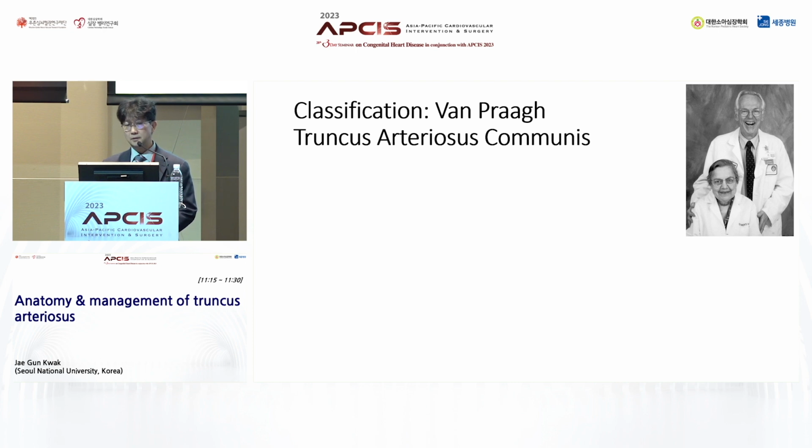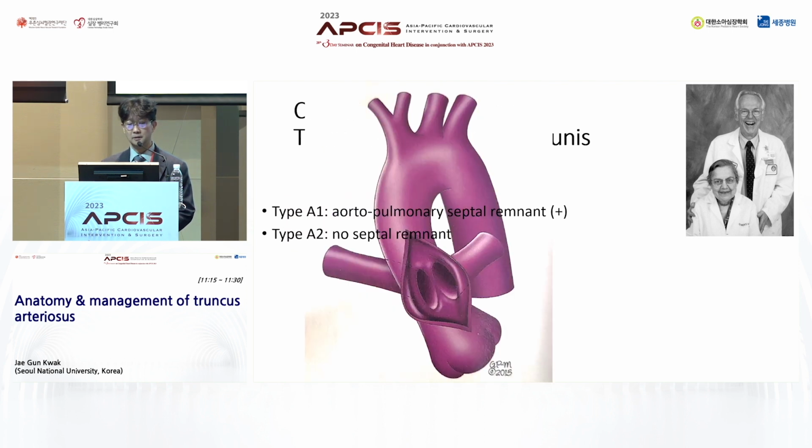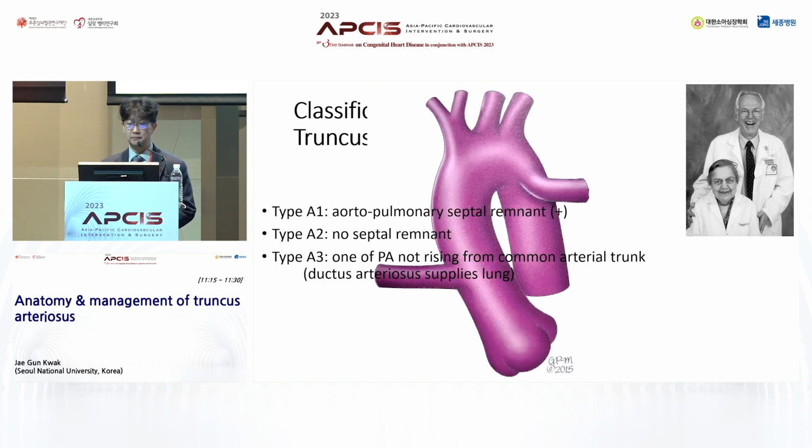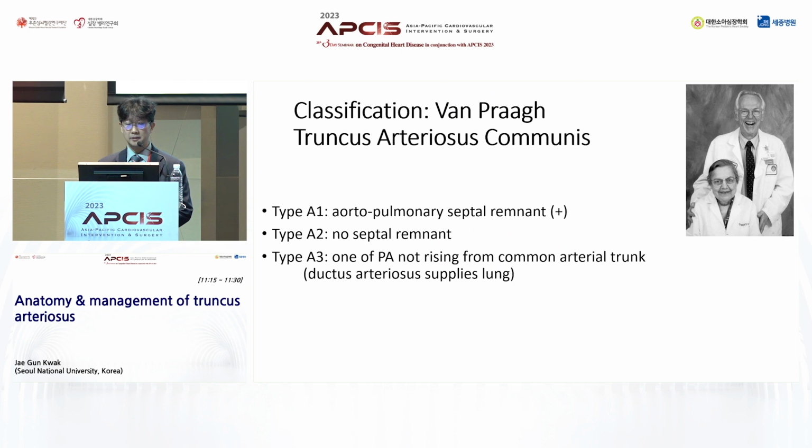Another classification was done by Dr. Van Praagh, who called it truncus arteriosus communis. It seems Latin. Type A1 is aortopulmonary septal remnant positive, like this. Type A2 has no septal remnant here. Type A3 is when one of the pulmonary arteries does not arise from the common arterial trunk, so in this case the other one supplies blood from the ductus arteriosus to the lung. And type A4 is combined with an interrupted aortic arch.